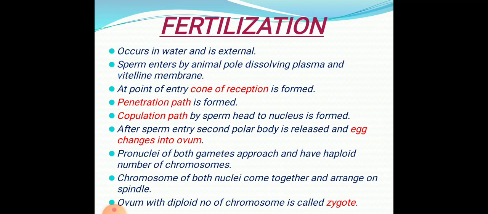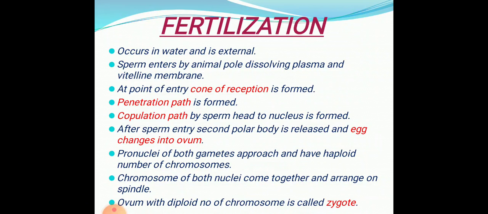Fertilization in a frog is external, because it occurs in the water. If the fertilization takes place in the body, then it is called internal fertilization. But in the frog it is external fertilization. It is monospermy, that is, only one sperm fuses with the egg. Only one sperm fuses with the egg, hence it is monospermy.